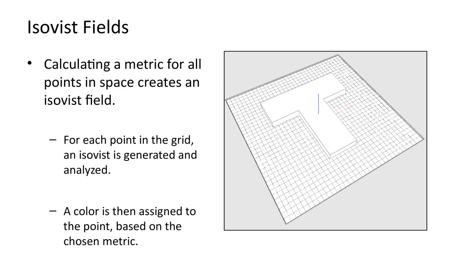Calculating a metric for all points in space creates an isovist field. For each point in the grid, an isovist is generated and analyzed using one of the metrics. Color is then assigned to the point, based on the chosen metric. If a false color scale is used, blue colors indicate the low values and red colors indicate high values. In the following slides, we will show the false color Isovist field for each of the metrics described before.